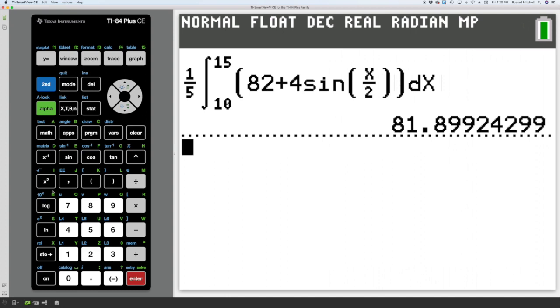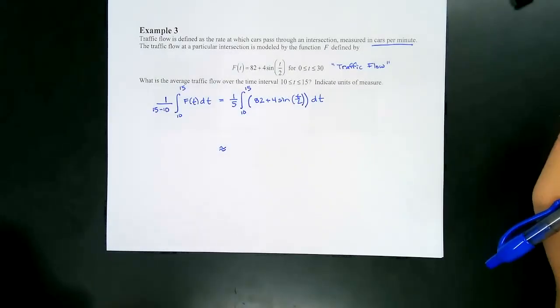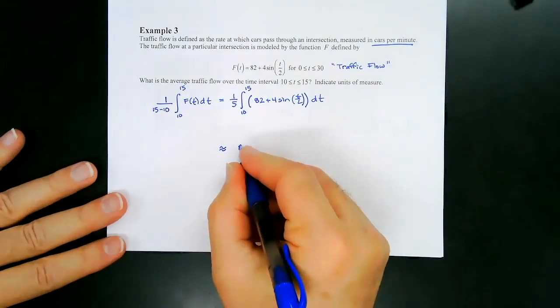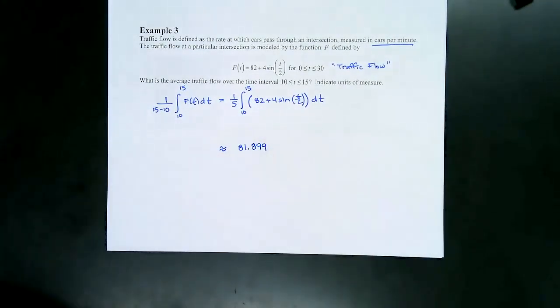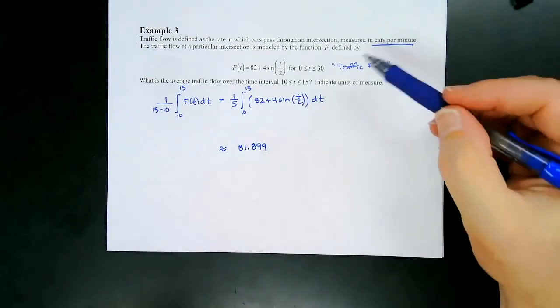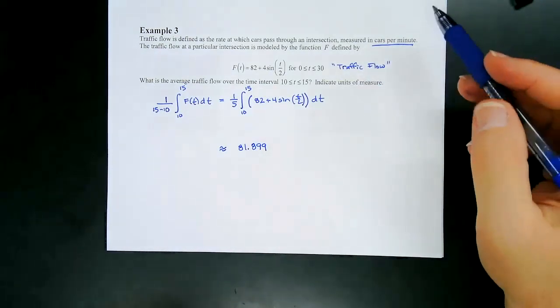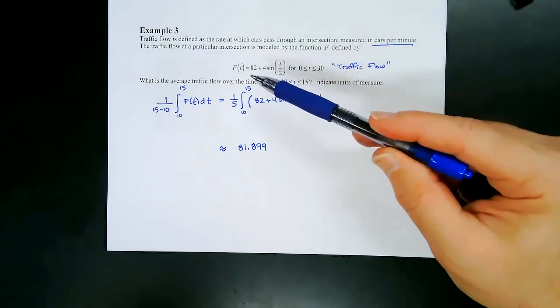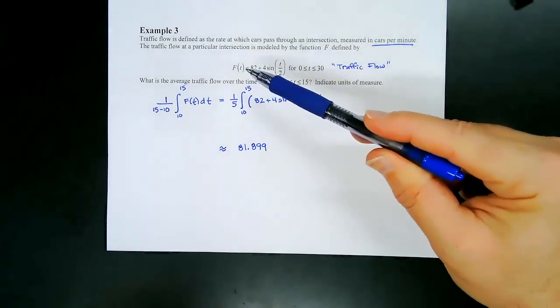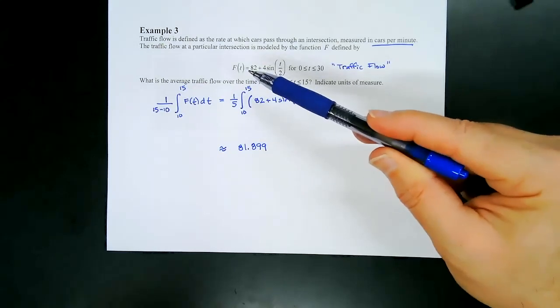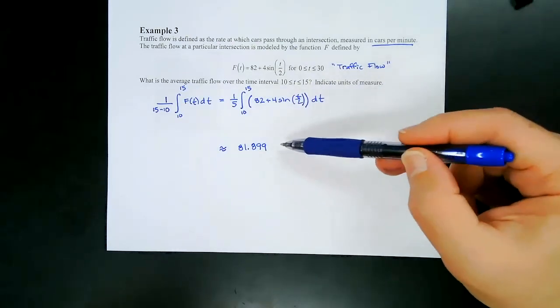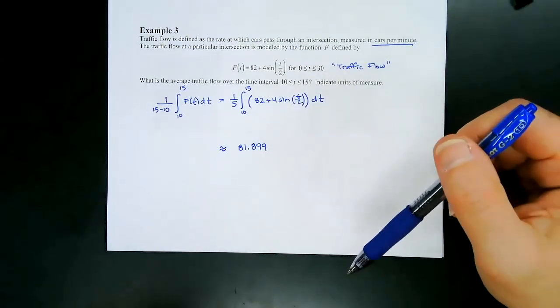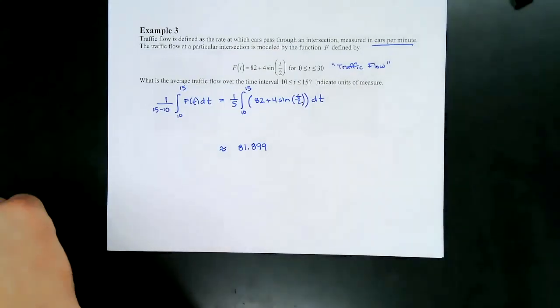Okay, so let's go back and record this on our paper. So from our calculator, we got 81.899. Okay, so now this is the big deal. I want to indicate units of measurement. What are the units? Well, I'm finding the average of this function, right? So the units should be the same units because I'm just adding them and dividing by how many there are. So the units should be the same. This is cars per minute. This unit right here should be cars per minute. Okay, let's verify that it would be cars per minute.